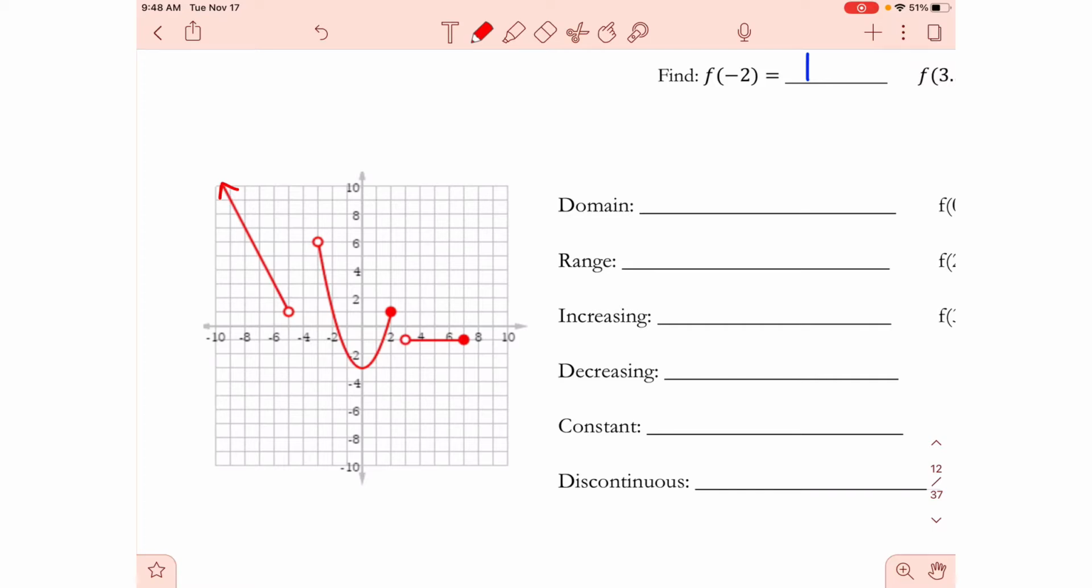Let's start talking about domain. Now, this domain is going to be a little bit different because there is a break in the domain. What I mean by that is that there is nothing in between these two jumps right here. No part of the function exists. If I draw a line at x equals -4, it does not intersect with the function anywhere, which means there's a break in the domain. So let's write it out.